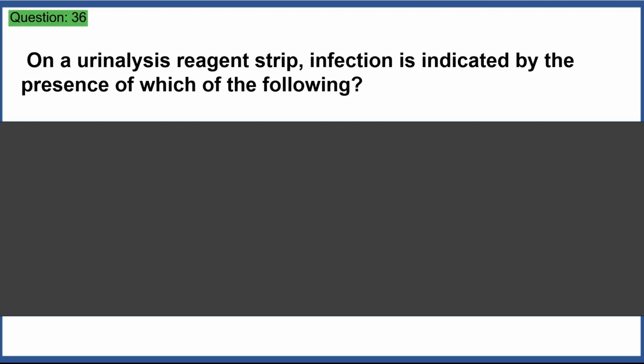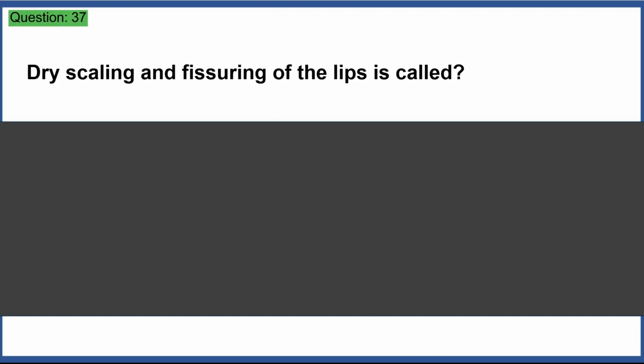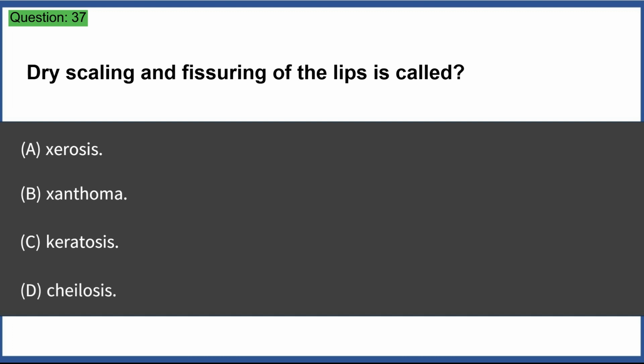Peri-/around. On a urinalysis reagent strip, infection is indicated by the presence of which of the following? A. Urobilinogen. B. Leukocytes. C. Bilirubin. D. Ketones. Answer B. Leukocytes. Dry scaling and fissuring of the lips is called A. Xerosis. B. Xanthoma. C. Keratosis. D. Chylosis. Answer D. Chylosis.